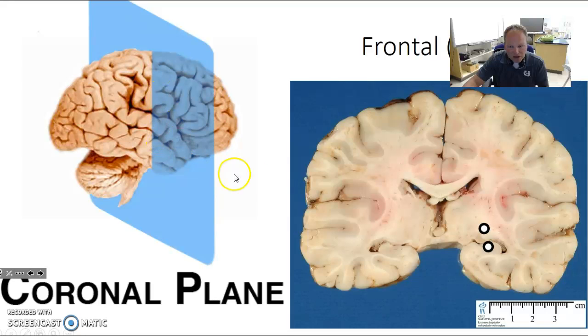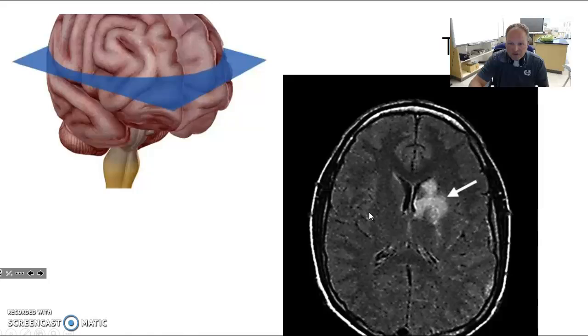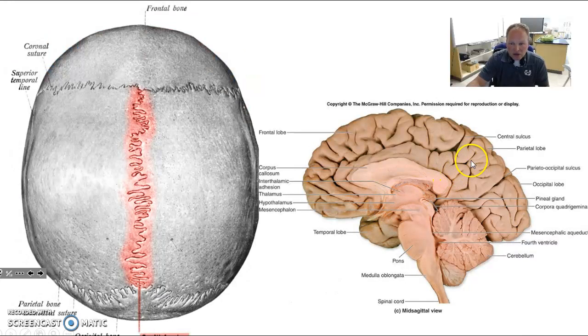Here's a brain cut in half. You can see the frontal or coronal section of the brain looks way different than the mid-sagittal cut of the brain. Almost every diagram we tend to use is a mid-sagittal cut.